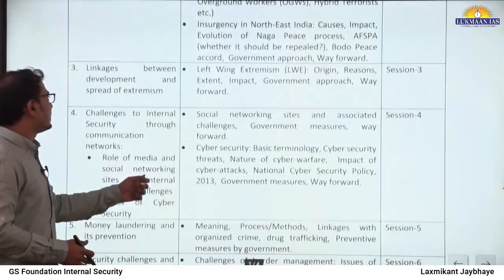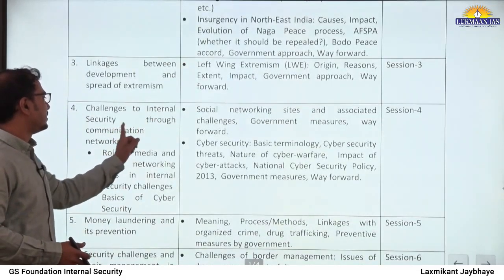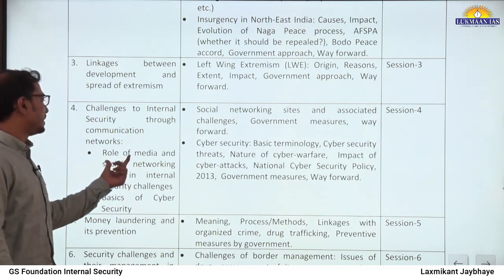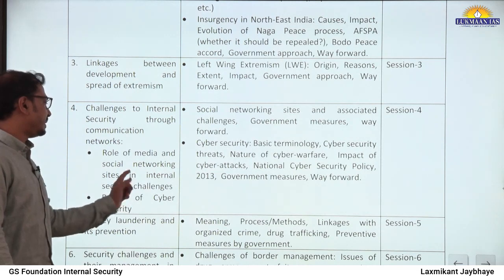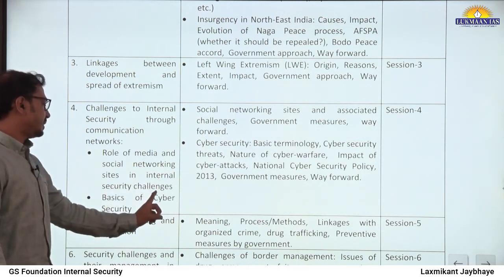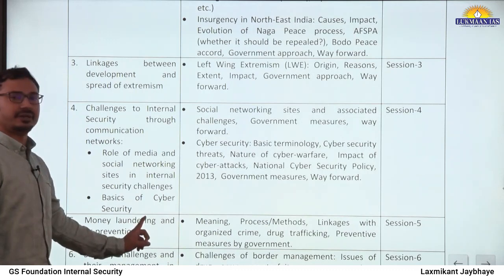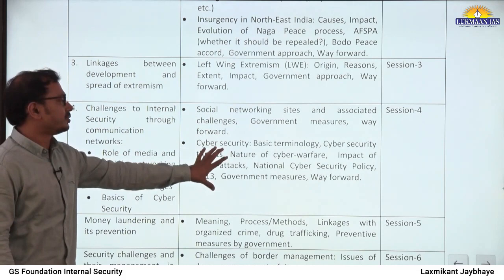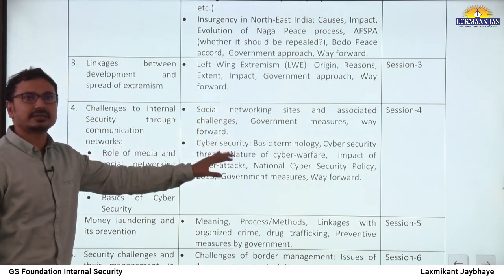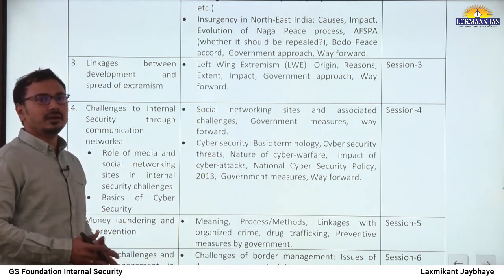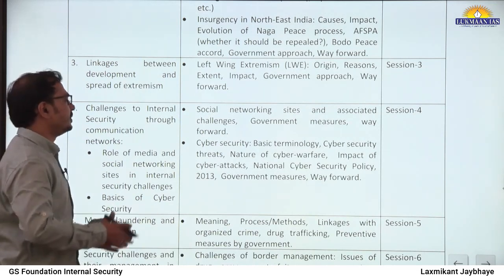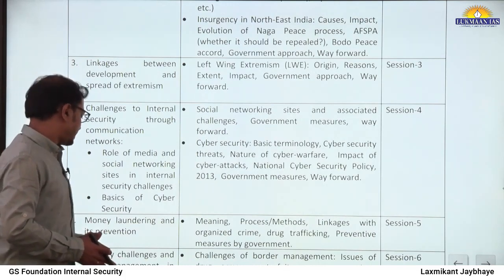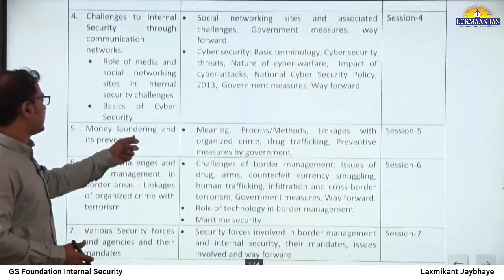Now, the next part in the syllabus is challenges to the internal security through communication networks. And here the subtopic is the role of media and social networking sites in internal security challenges and basics of cyber security. Okay, so in one lecture itself, all related to cyber security and social networking sites, how they are proving a threat for the disturbance, or simply a challenge to ensuring peace and harmony in the society. So we will discuss those challenges.